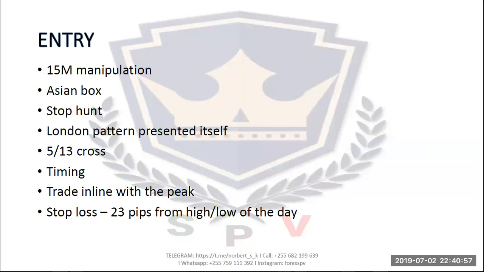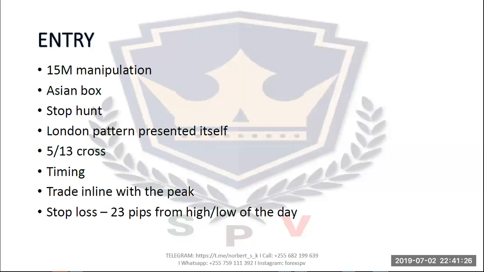Yes. As the random pattern presented itself, we have the type 1, type 2, type 3 random pattern. Yes, we have an M there, we have a W. Yes. So it's the 5 or 13 cross there. Yes, it is there. Then you take your entry. Is the timing perfect? The timing is perfect, yes. So you enter your entry without fear.